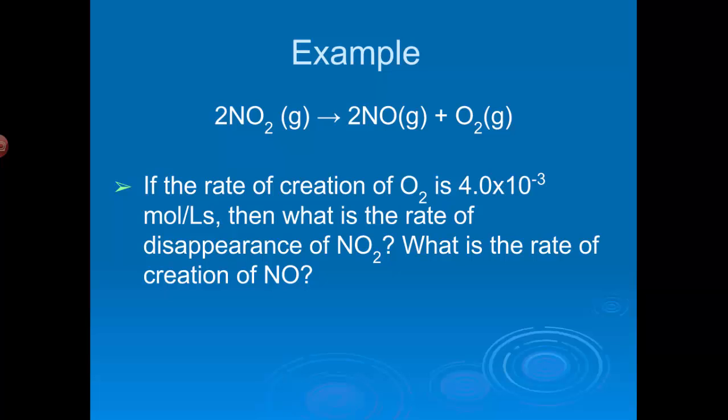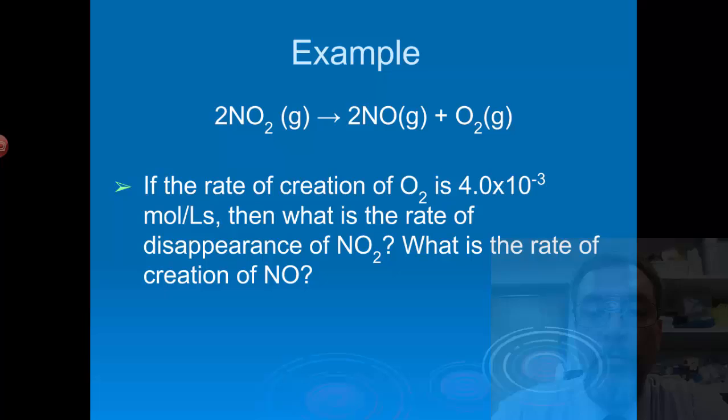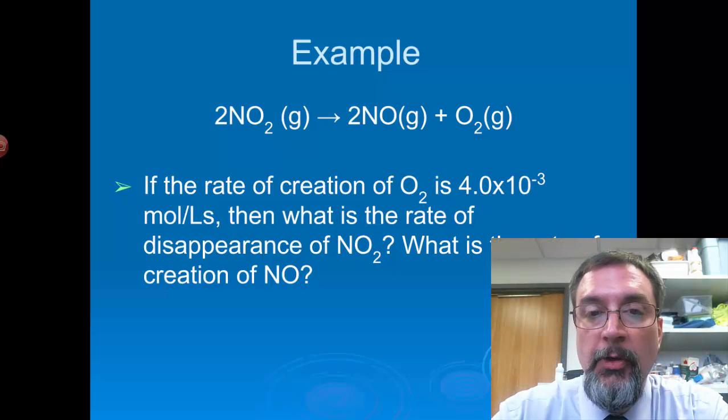So taking this into account, here's the example I'd like you to try. If the rate of creation of O2 at a particular time is 4.0 times 10 to the minus third moles per liter second, what's the rate of disappearance of NO2 at that time? And then what's the rate of creation of NO at that time? So go ahead and shut off the video, try it, and we'll take a look at it in class.